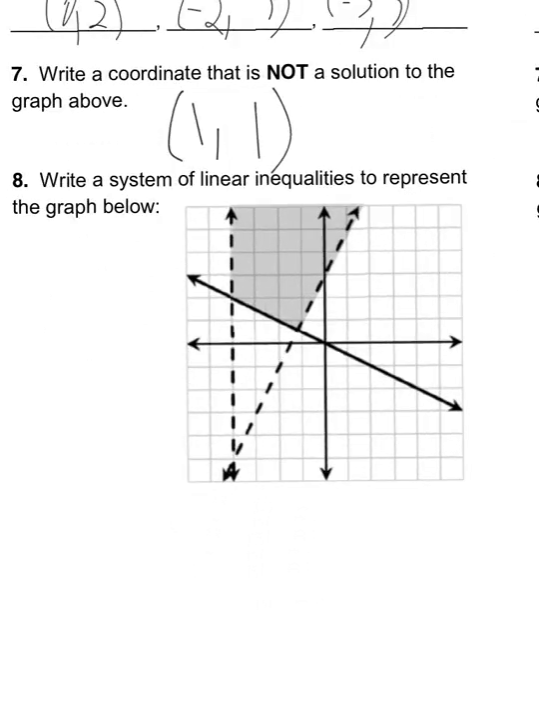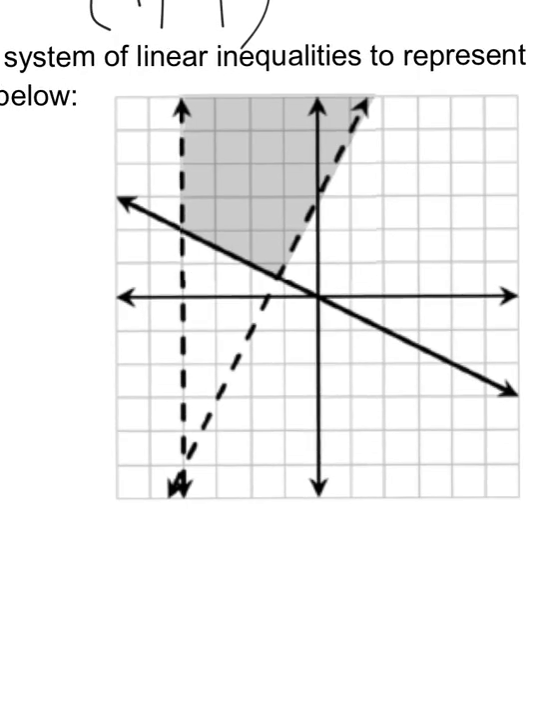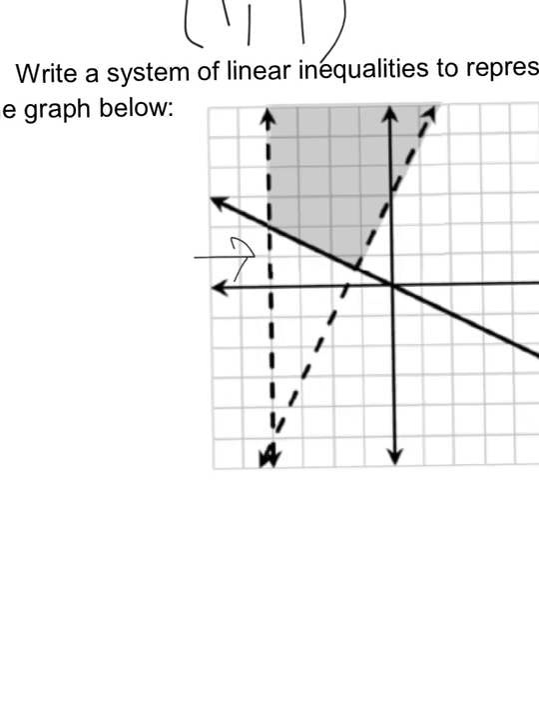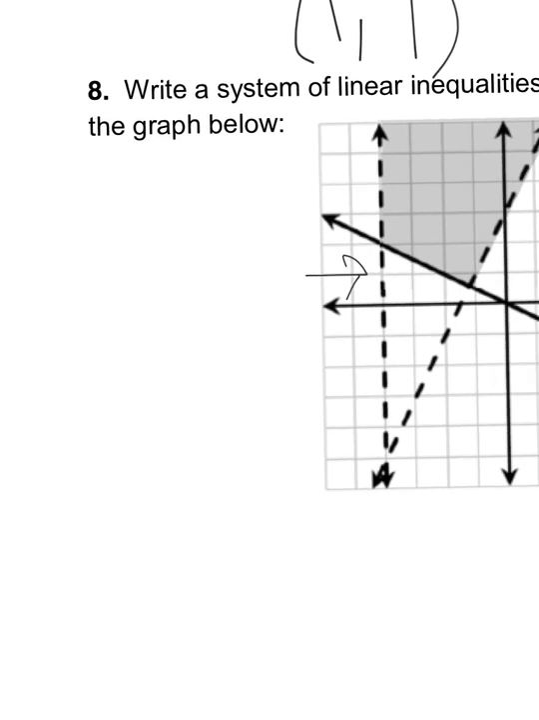Write a system of linear inequalities to represent the graph below. So we got this vertical line right here. It's going through the x-axis at 1, 2, 3, 4, and the shading's to the right of it. So I'll put an x, put the arrow to the right, and put a 4. I'm not going to underline it because it's a dashed line, so that's all that one is.